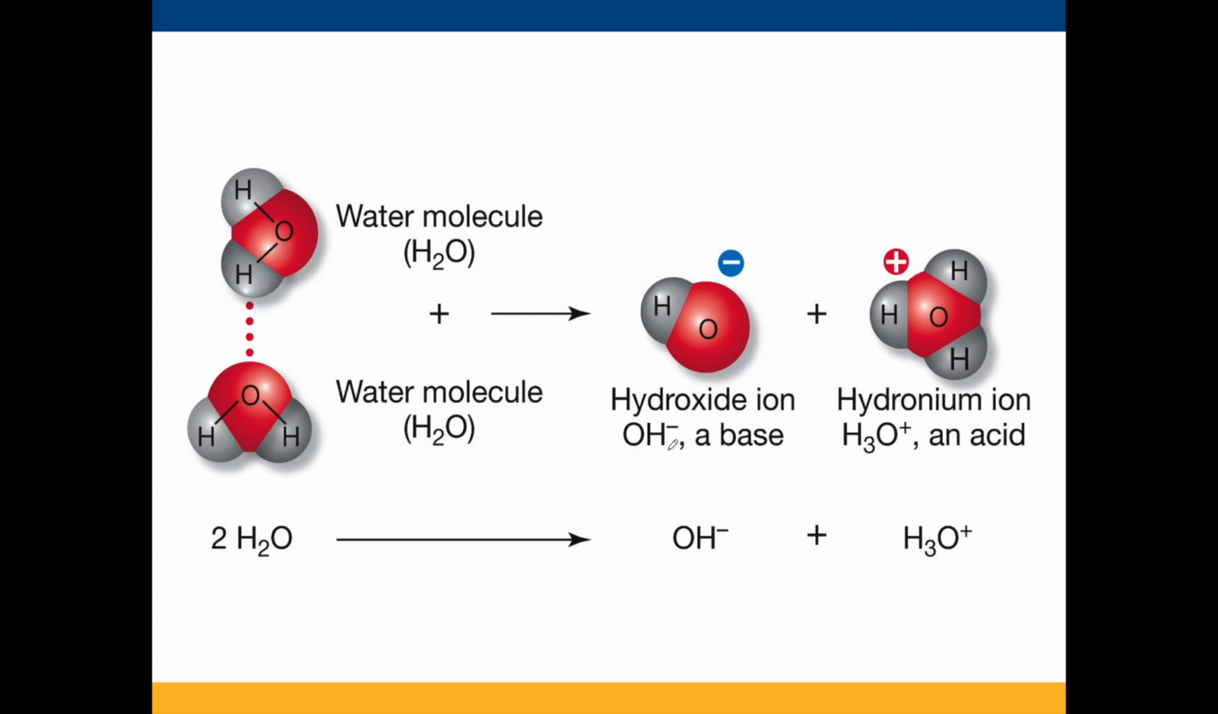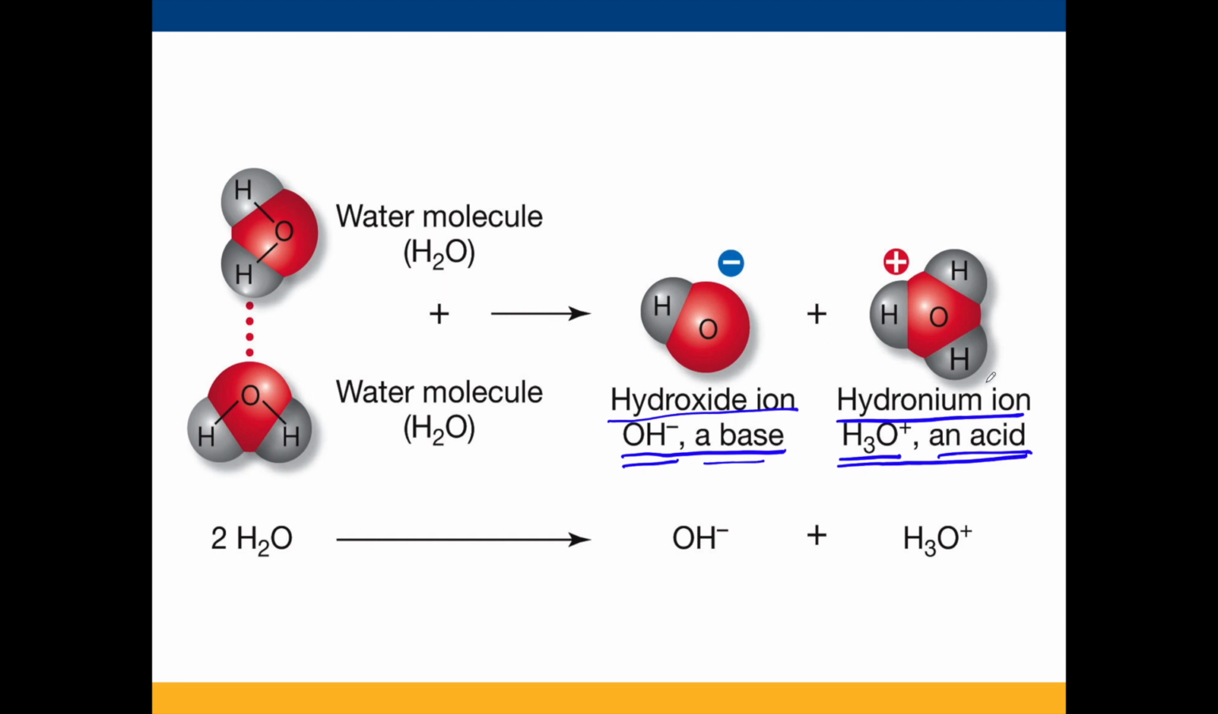So it turns out that this hydroxide ion, OH minus, is a base. This H3O plus hydronium ion, it is an acid. And in a few minutes I'll define exactly what is an acid and what is a base, but just for now, you should know that OH minus is hydroxide ion, and it is a base. H3O plus is hydronium ion, and it is an acid.